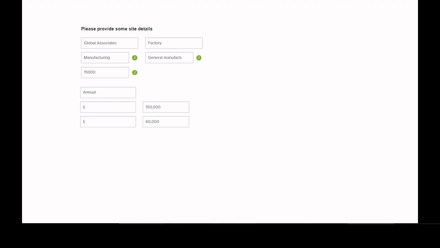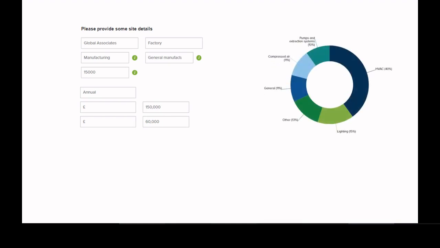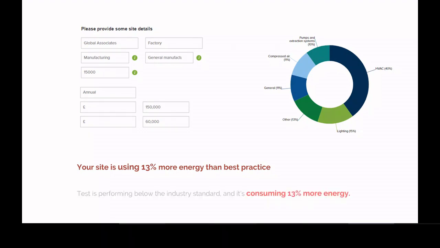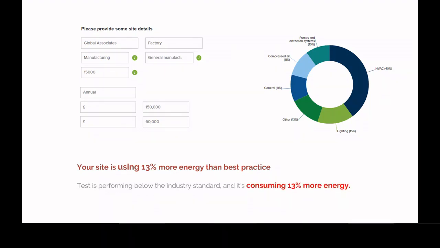And with most benchmarking tools, they try and look at what the profile would potentially look like for that type of building. And whilst it's always nice to have, it probably doesn't paint the right kind of picture, but it's a good indicator of where they assess the energy is being used from a percentage perspective. Okay, so first and foremost, the benchmark has said to us, look, your site is 13% over best practice. So you're using 13% more energy than what best practice looks like, and therefore it's performing below the industry standards.